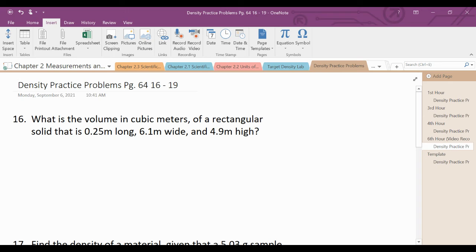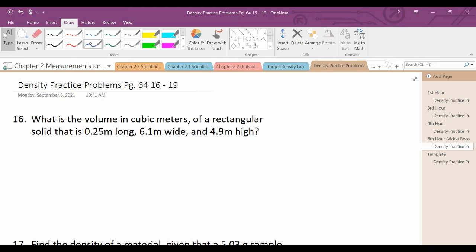I'm going to go over the practice problems first for density. The first problem: what is the volume in cubic meters of a rectangular solid that is 0.25 meters long, 6.1 meters wide, and 4.9 meters high?